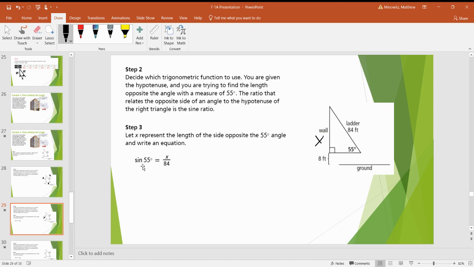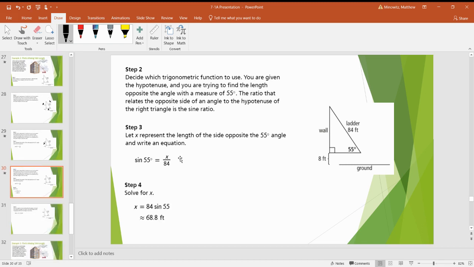Now we're going to use the calculator. Sine of 55 is a number between 0 and 1. And we're going to solve for x. So we're going to multiply both sides by 84. We know how to isolate the variable. We're going to type 84 times sine of 55 in our calculator and get about 68.8 feet. So the height from the top of the truck to the wall is 68.8 feet.